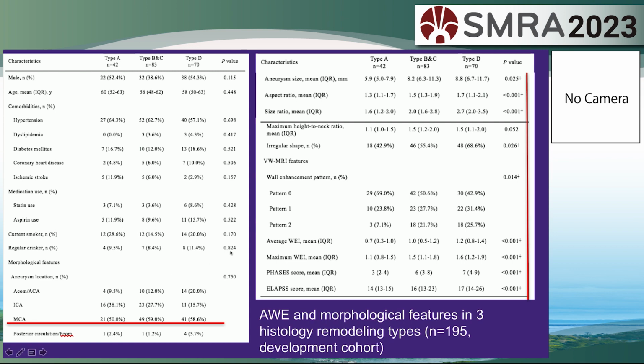And on the right, we can see there is a significant difference, for example, for the high-risk type D aneurysm. It is much larger in size, larger in aspect ratio and size ratio, and also has a more irregular shape and a much higher enhancement ratio compared to the low-risk histology types. And we also see the PHASES and ELAPSS scores are higher.